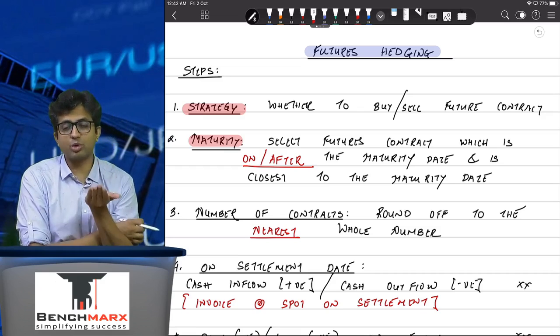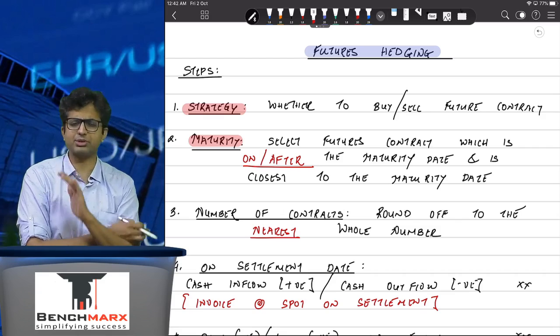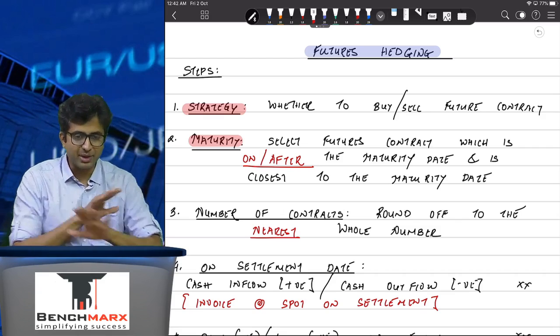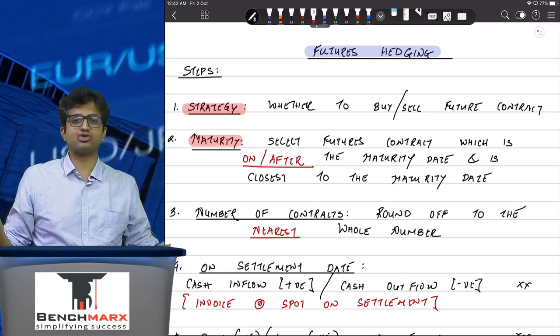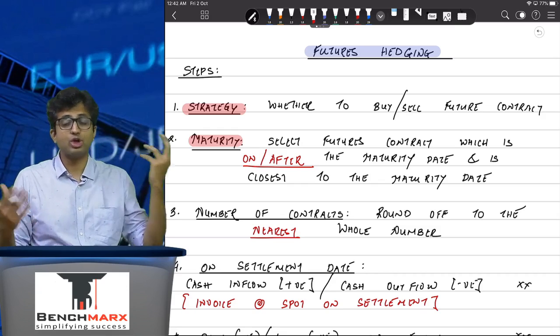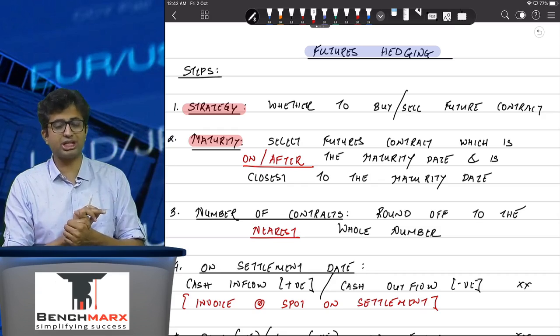बट अगर हमारे पास फेब्रुवरी का कॉन्ट्रैक्ट है, अप्रैल का कॉन्ट्रैक्ट है, the general hedging principles will require you to take the April contract, because the February contract will expire at the end of February, and what if there are price changes, exchange rate changes in the month of March? You are not covered, and hence you should take the contract that covers your maturity and is nearest.